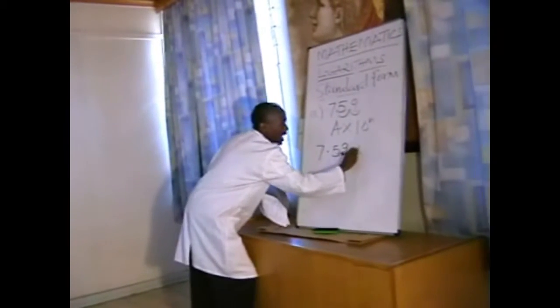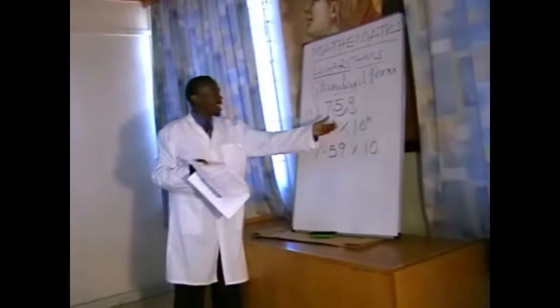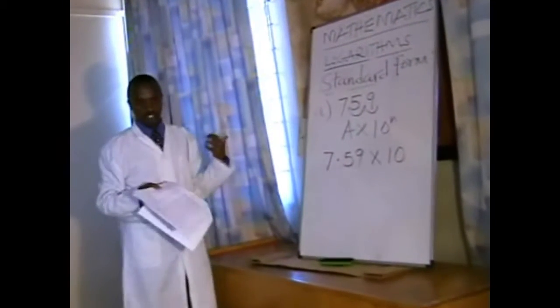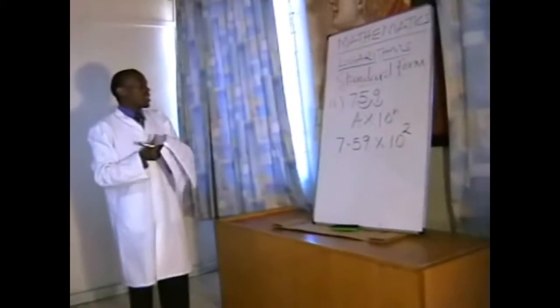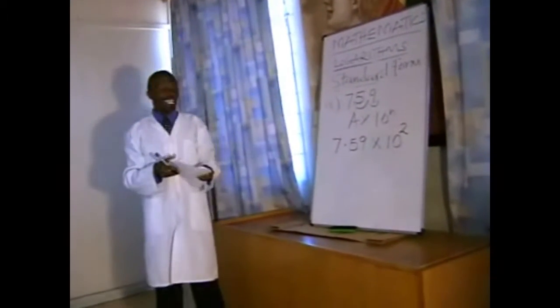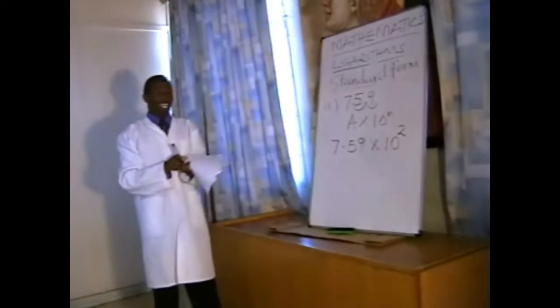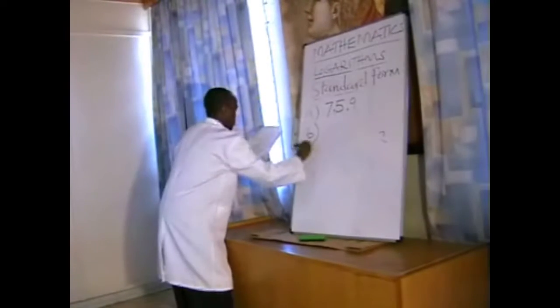Then, times 10. Now, our n will be the number of steps we have moved towards the left. In this case, how many steps have we moved, Henry? 2 steps. 2 steps, correct. So it becomes 7.59 times 10 to the power 2. That is the standard form. Now, if the decimal moves toward the right, the power becomes negative, as we shall see in the coming example. So let's consider another example, part B.